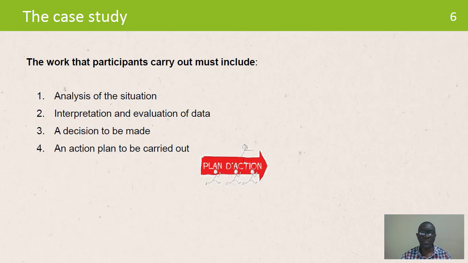The work that participants carry out must include analysis of the situation, interpretation and evaluation of data, a decision to be made, an action plan to be carried out. The case study involves exploring and analyzing the different sides of a problem.